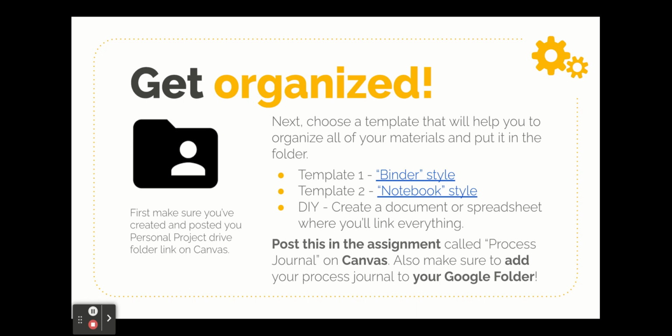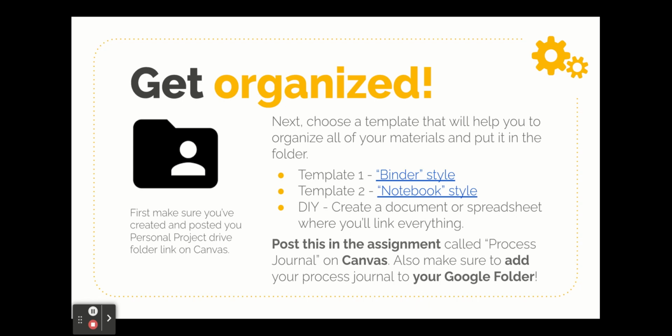Template 1 is a binder style Google Slides presentation. It has tabs and sections for each kind of journal entry, as well as directions on the different assignments you'll complete. Template 2 is a composition notebook style Google Slides presentation. It has all the same information as the first template, but without the tabs and sections. Take a moment now to explore these two templates and choose one that you think will work best for you.